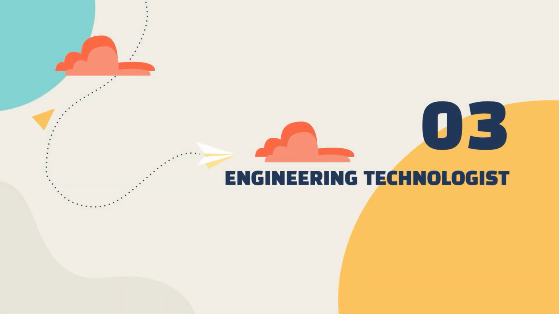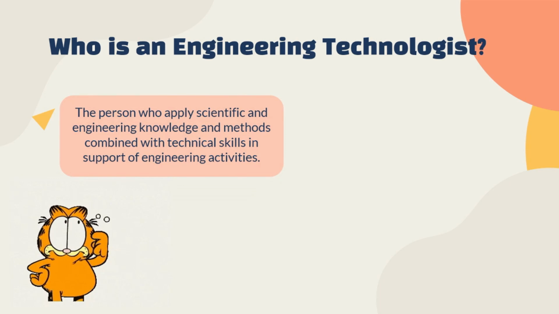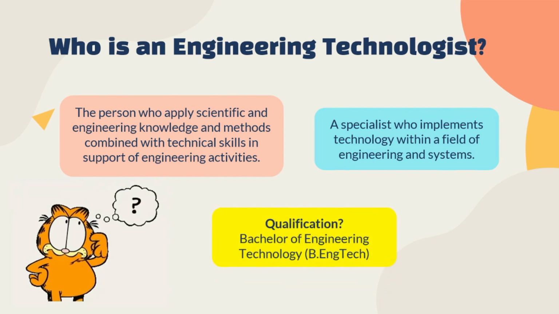Engineering technologist. So now, what about engineering technologist? An engineering technologist is a person who applies scientific and engineering knowledge and methods combined with technical skills in support of engineering activities. So an engineering technologist is quite similar to a technologist. It's just that an engineering technologist is a specialist who implements technology within a field of engineering and systems. That means it's focusing more on the engineering field. The qualification to become an engineering technologist is a Bachelor of Engineering Technology, in bracket BEng Tech.